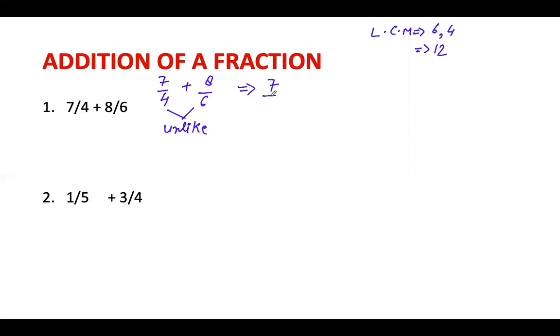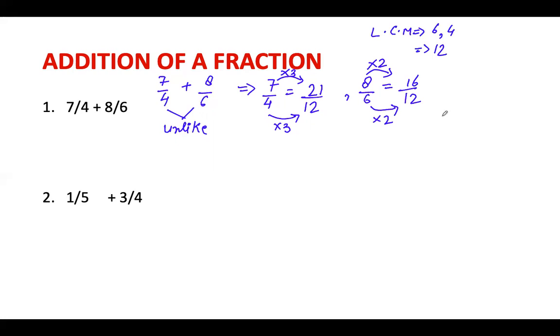So now we take 7/4 and the denominator is 12. How do we get 12 from 4? By multiplying by 3. We know that 3 times 4 is 12, and we can multiply both the numerator and the denominator by the same number, right? We multiply 3 by 7, so we get 21/12. Same for 8/6: how can we get 12 from 6? We know that 6 times 2 is 12. So we multiply both the numerator and the denominator by 2 and we get 16/12.